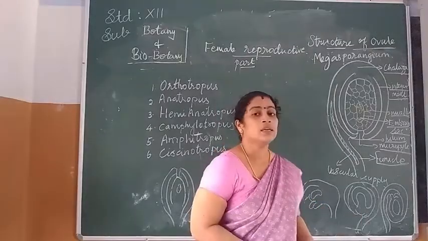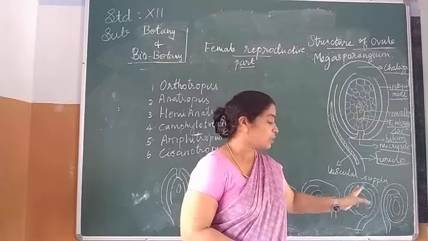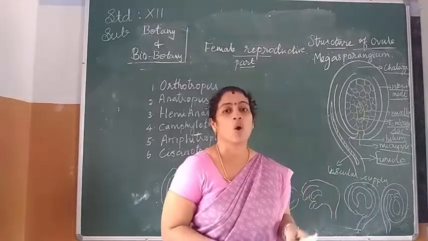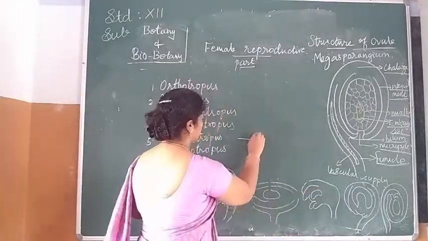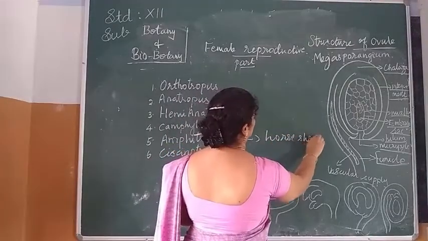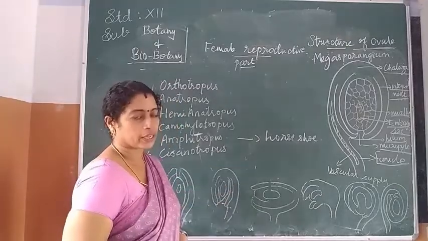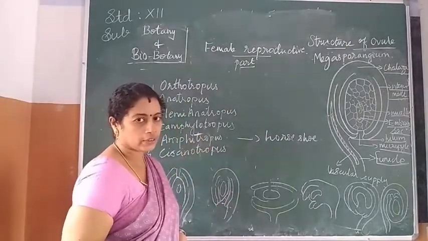Then next one, amphitropous. Here the nucellus will be in the form of a horseshoe. Horseshoe shaped nucellus will be present. This is also somewhat curved in nature.